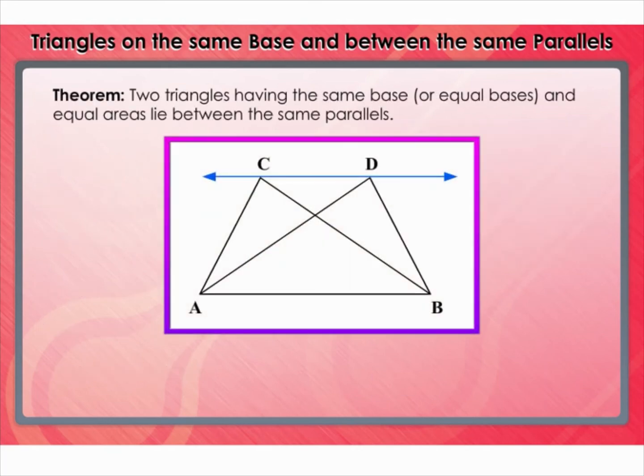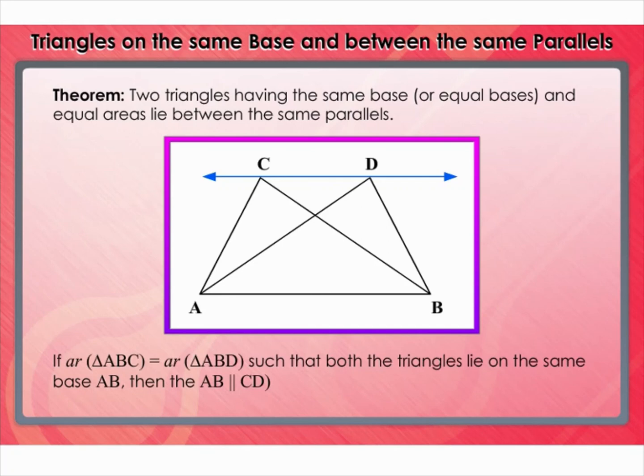The converse of this theorem is also true. The converse states that two triangles having the same base or equal bases and equal areas lie between the same parallels. This implies if triangle ABC and triangle ABD lie on the same base AB and the areas are equal, then AB is parallel to CD.